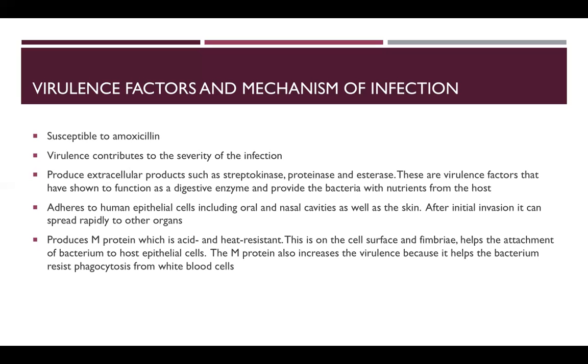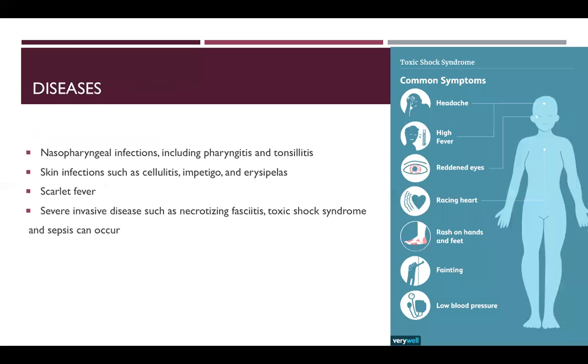And then there are also pyrogenic toxins produced by some of these M proteins, and they can act as superantigens, which lead the immune system to contribute to the damage. Some of the diseases include nasopharyngeal infections, including pharyngitis and tonsillitis, which are just inflammation of the pharynx and tonsils. There are also skin infections such as cellulitis, impetigo, and erysipelas.